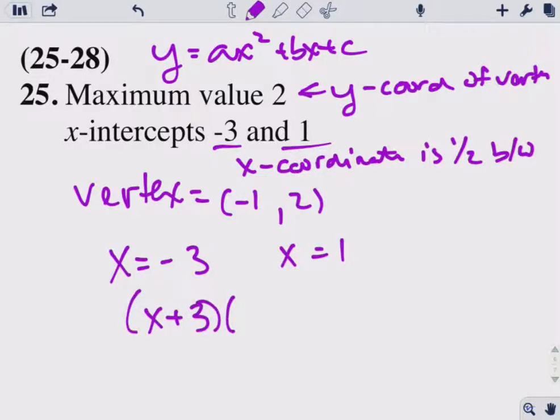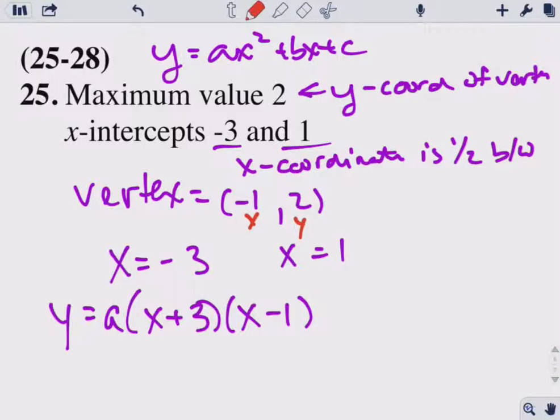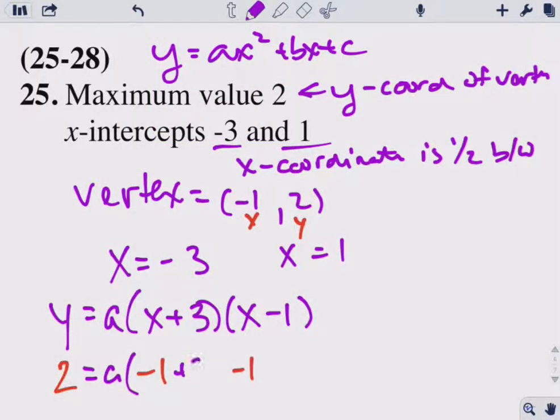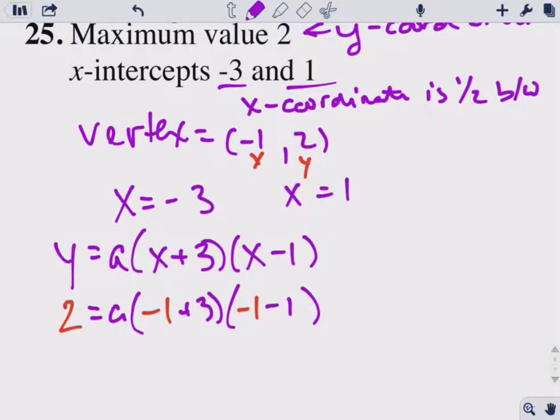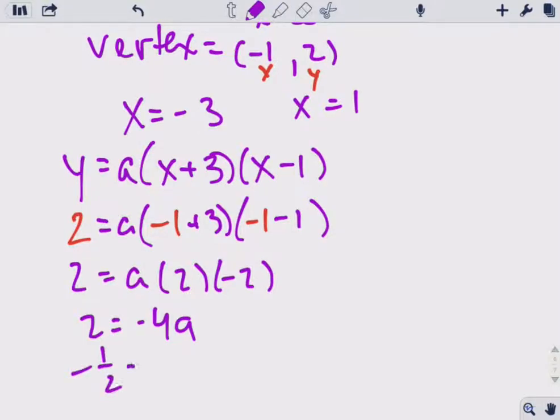plus 3 times x minus 1, a, y equals. I've got a point, so use my points x, y: negative 1, 2 equals a times x plus 3 times x minus 1. So do my simplification. This is 2, this is negative 2. 2 is equal to negative 4a. A is equal to negative 1 half.